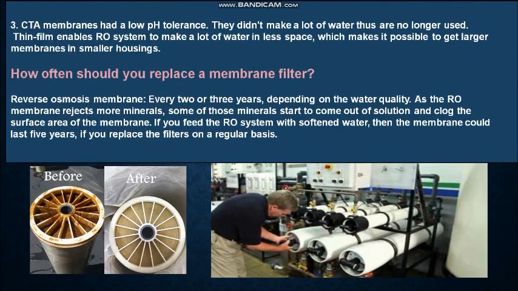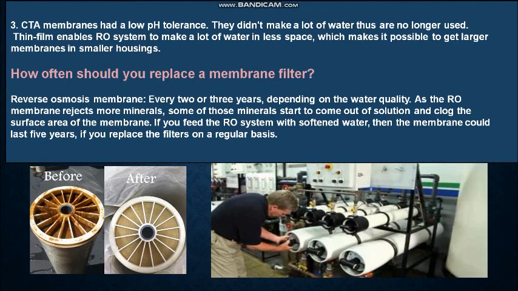The third difference is that the cellulose triacetate membrane has a low pH tolerance, which is why it is no longer used, while the thin film enables our system to make a lot of water in less space, making it possible to get larger membranes in smaller housings.